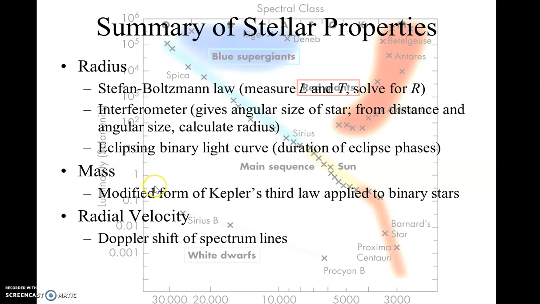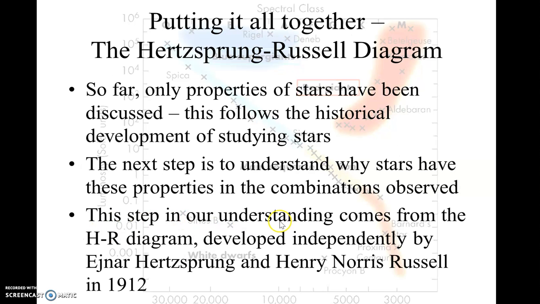All right, and then of course mass. One object has to be orbiting another to get mass, using the modified version of Kepler's third law. The Doppler shift gives us what's called the radial velocity, how fast something is moving either towards us or away from us. Now it could be moving at some angle, so part of the motion is towards us or away from us, and we call that motion the radial motion.